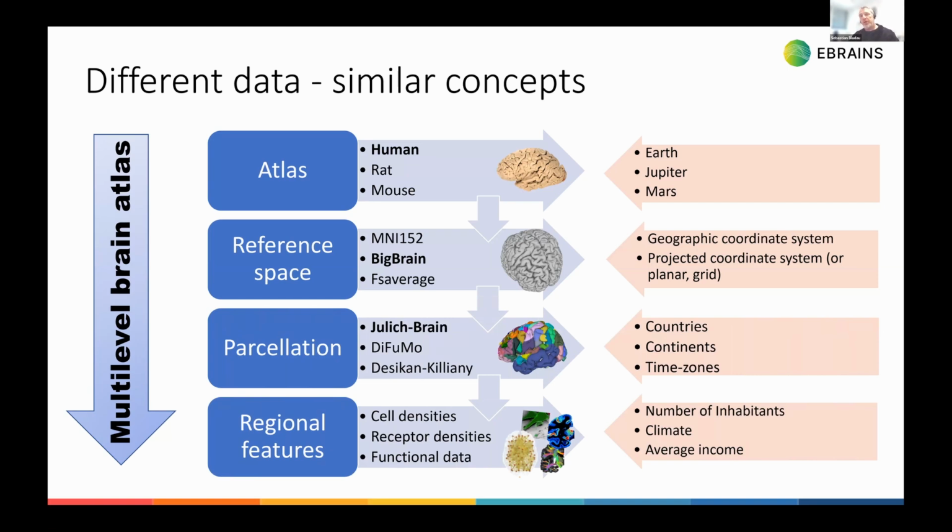For example, if you have receptor densities, cell densities, functional data for different areas. And if you stay in the example of a classical map, this is something like when you go to Google Maps and see the opening hours of a supermarket next to you, so more precise information about a specific region or point of interest.